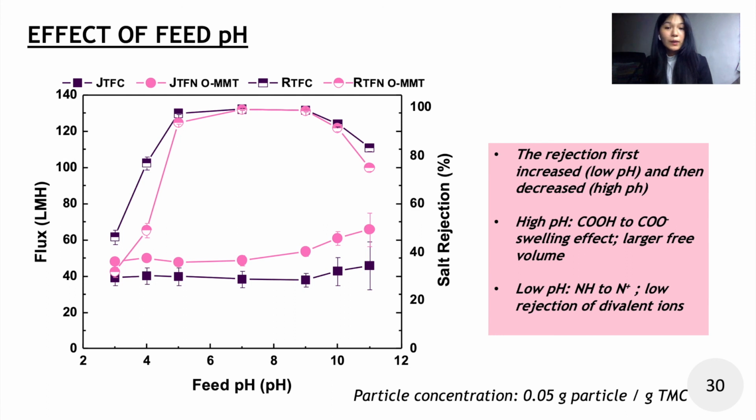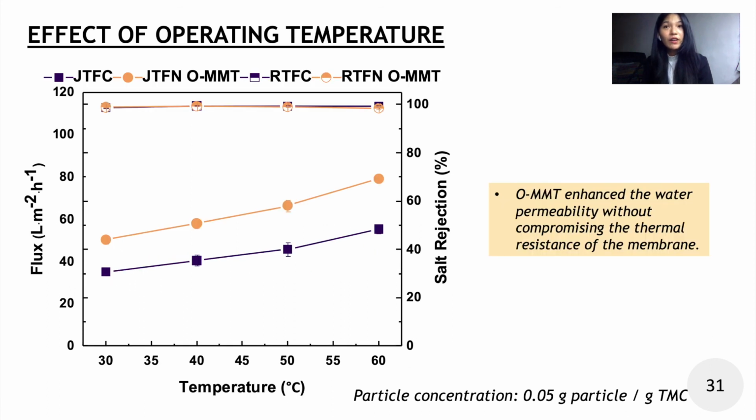For operating temperature, temperature of the feed usually affects the permeability and material property of the membrane. The flux of TFC and TFN membranes both have a comparable rejection, which indicates that OMMT enhances the water permeability without compromising the thermal resistance of the membrane.